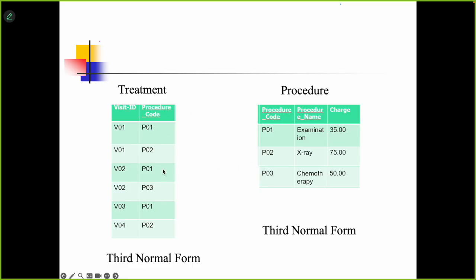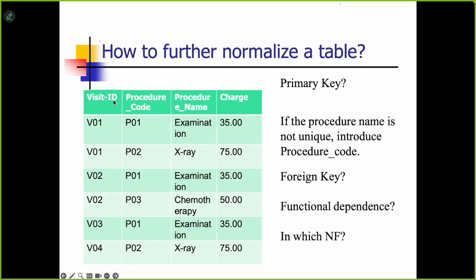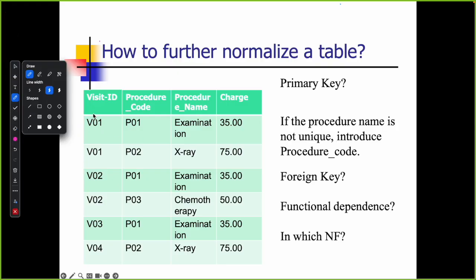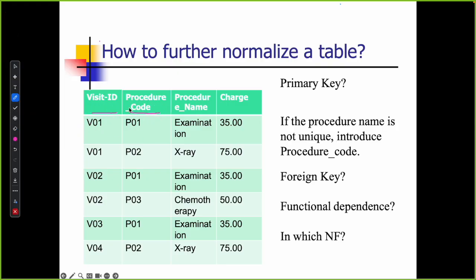So this is the normalization of this table. In this table, as I mentioned, we had a composite primary key, visit ID and procedure code. And then there was obviously a partial dependency as well, so we want to get rid of that. The first step is to separate these into two different tables.